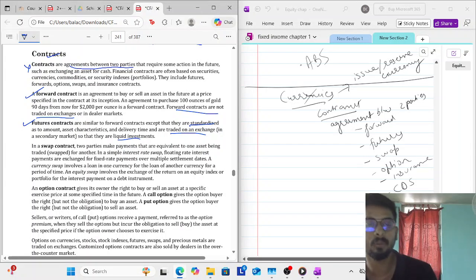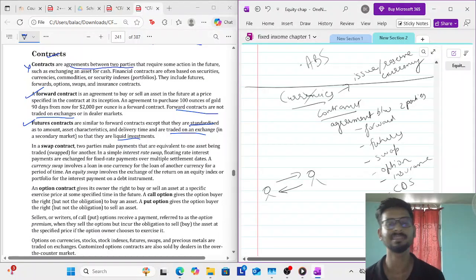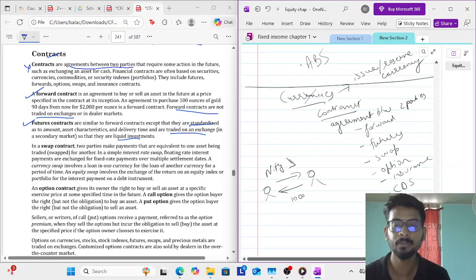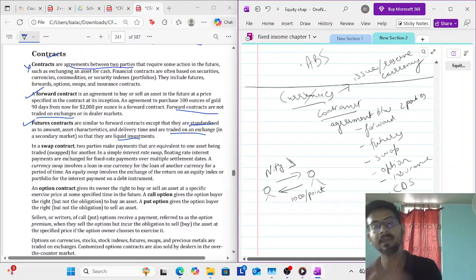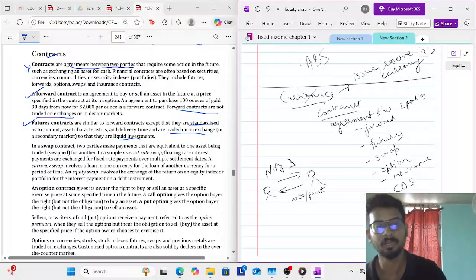Okay, so in a swap contract, swap means if there are two persons, one is exchanging something for the other, that is actually a swap. In a swap contract, two parties make payments that are equivalent to one asset being traded for another. Like one person is saying that as Nifty goes down, I will give you 1,000 rupees per single point. If it doesn't go in that side, this guy will give to him. So this is actually customized. It's an OTC deal, so they can frame their own agreement. So these are swaps.